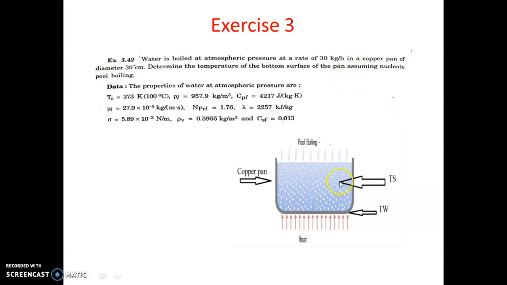We have to determine the bottom surface temperature of the pan, assuming nucleate pool boiling. Suppose nucleate pool boiling is taking place in this copper pan, and we have to calculate the bottom surface temperature. Here the heat is given to this copper pan, the water is boiled, and nucleate boiling is assumed. For that purpose we have to calculate this surface temperature. So what is the surface temperature at the given condition? Then we will move to the solution.